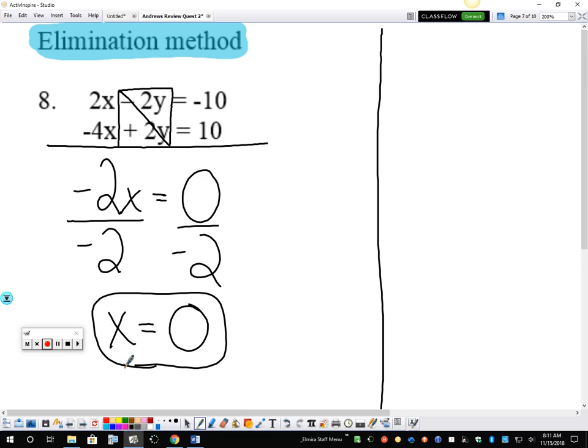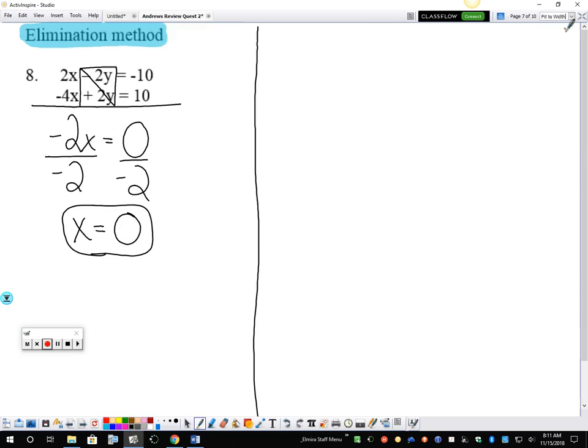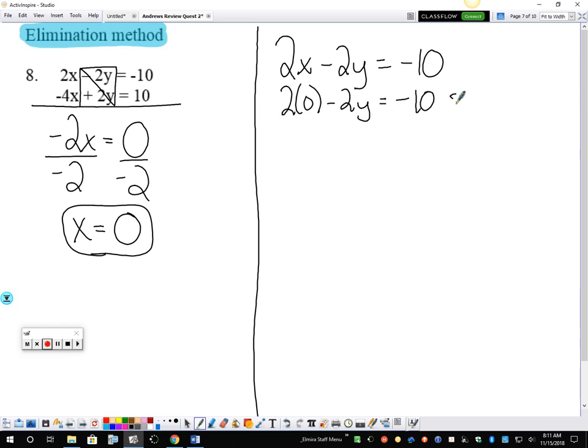So then we take our solution of 0 and we plug it in to one of the equations. Doesn't matter which one. I'll just pick the first one. So 2x minus 2y equals negative 10. So I'm going to plug in the 0. Sub in. Then I'm going to multiply. 2 times 0 is 0.